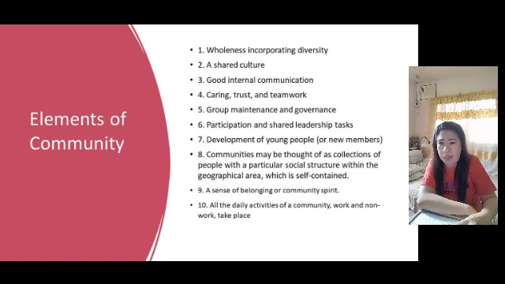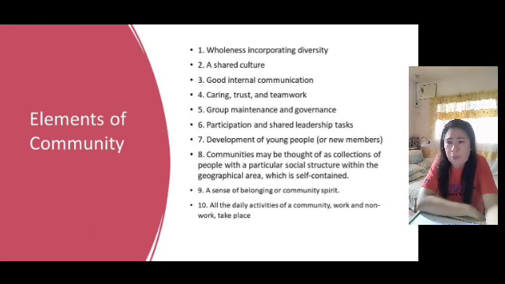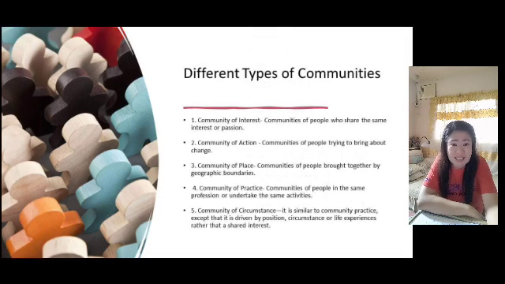We go now here the different types of communities. Types, okay? Number 1, we have the community of interest. Communities of people who share the same interest or passion. Yan yun. Sinabi nga natin from the word itself, yung interest. Diba? Ito yung mga tao na nagsishare ng pare-parehong interest o kaya ng passion o mga gustuhin sa buhay.